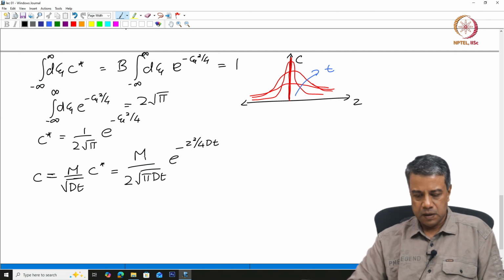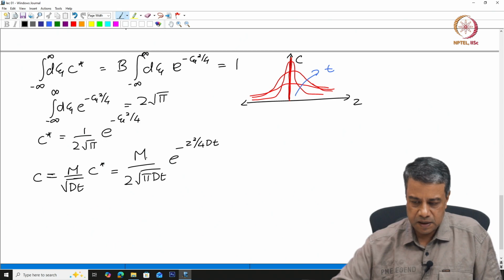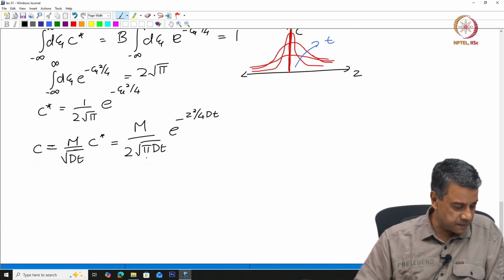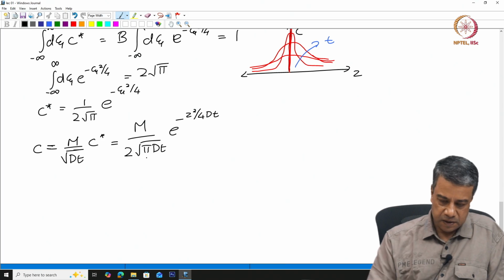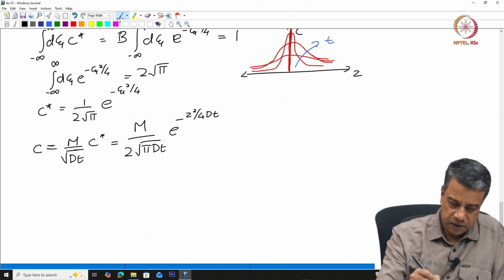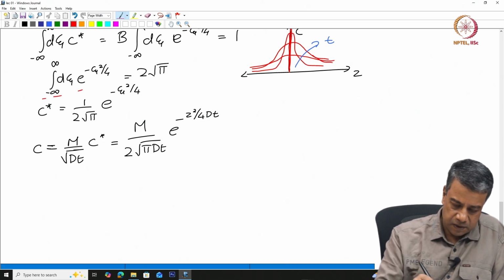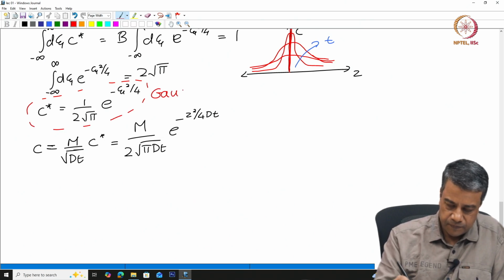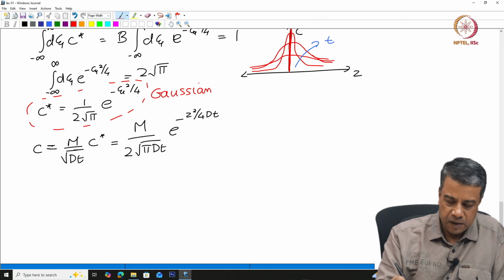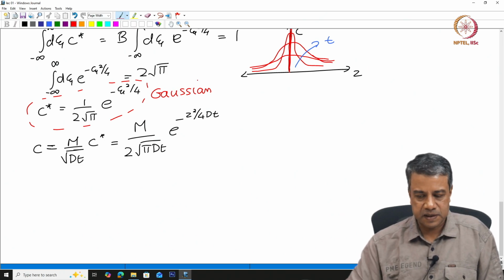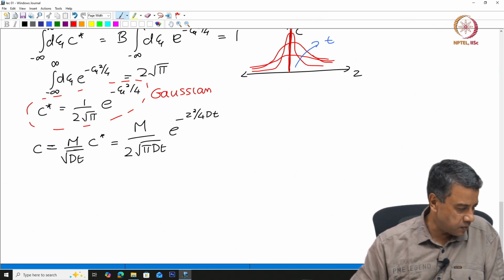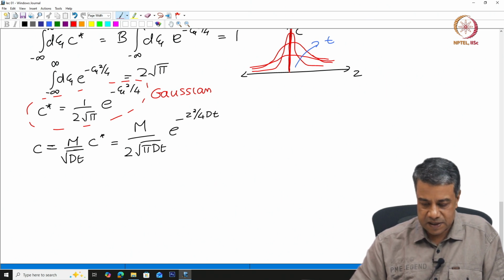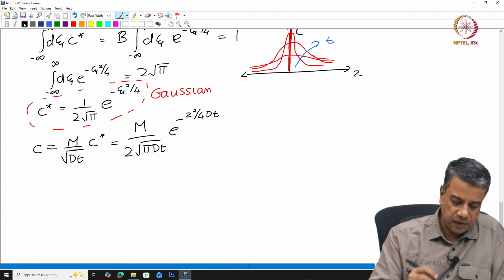Now, to find out the extent of spreading, we can calculate the standard deviation or the variance of this spreading. This function is called a Gaussian function. It is a bell shaped curve with a maximum at the center and which decreases to 0 on both sides.